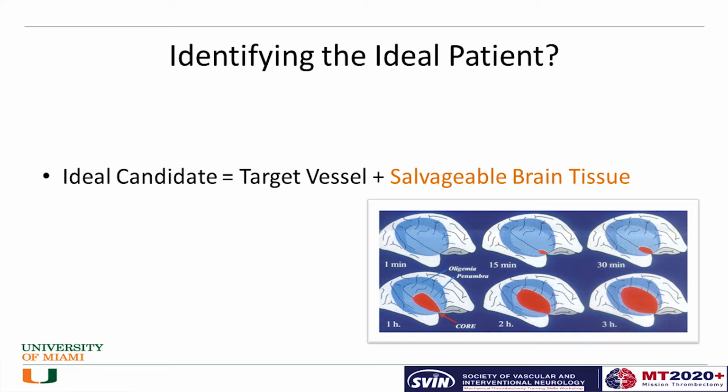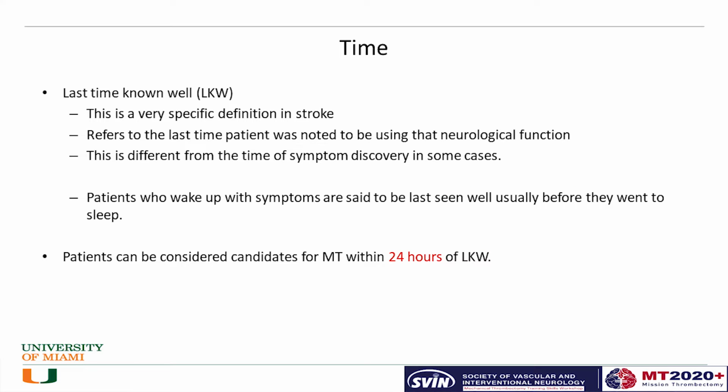How do you identify salvageable brain tissue? The best way to identify is time. And this is a specific definition within stroke, right? This is last time seen well. This refers to the last time that patient was seen to be using that neurological function. And this can be different from the time of discovery in some cases, right? So the patient who wakes up with stroke symptoms is actually last seen well, or last known well, the time they went to sleep the prior night, the last time they were using the neurological function.